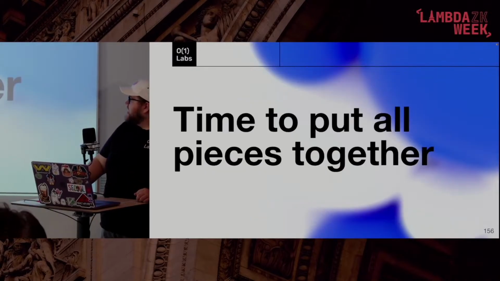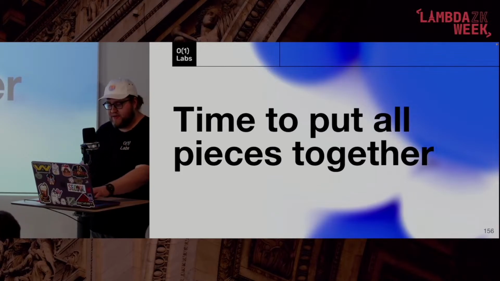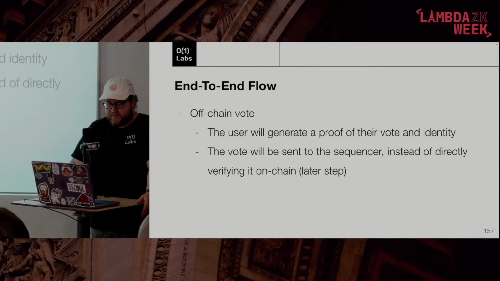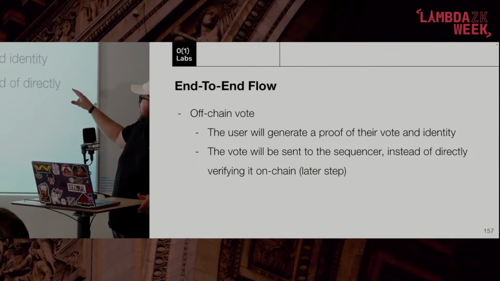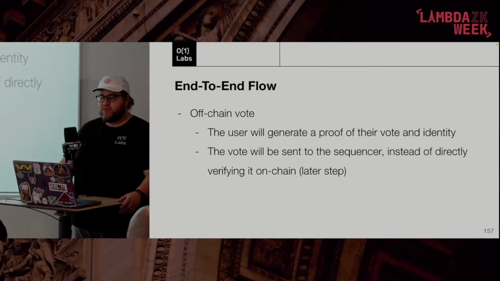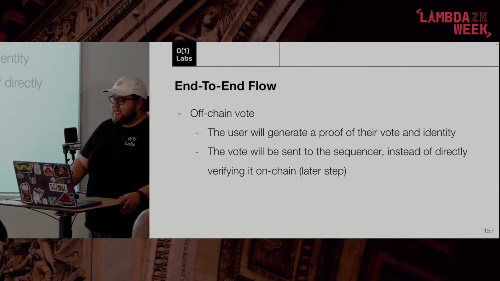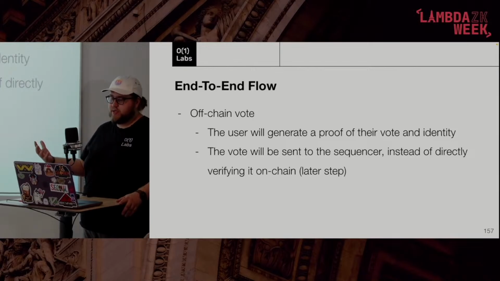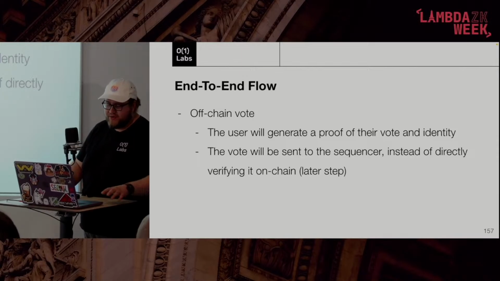So now we can just take a step back, or maybe a step ahead, and pull everything that we just talked about together and construct our end-to-end off-chain voting application. We would start with the user. The user would generate a proof locally in their browser of their identity and their choice of vote. So a yes, a no, a maybe, whatever you offer. The vote will then be sent to a sequencer instead of directly verifying it on-chain, because we will do that step later. That has the bonus that we can scale it, and the user doesn't have to pay any annoying fees to vote.